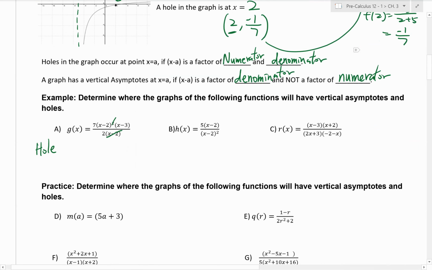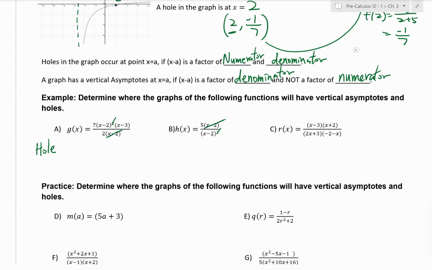Okay, part B, so this will cancel out with that one. Okay, so this is interesting. One of the x minus 2 got canceled out, but we still have one remaining. So do we actually have a hole, or do we have an asymptote, or do we actually have both?